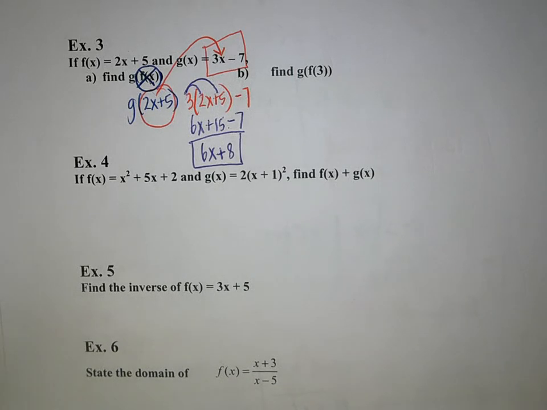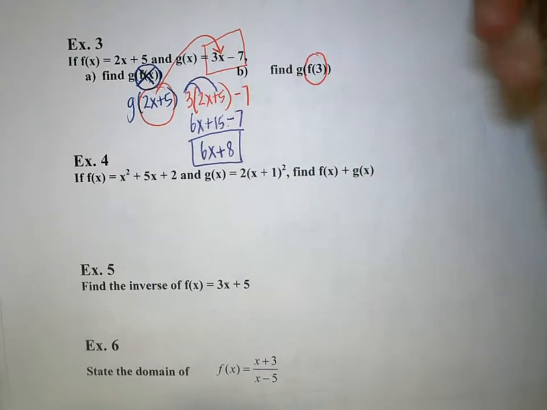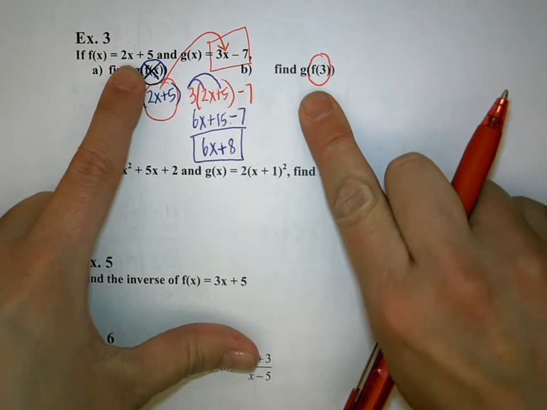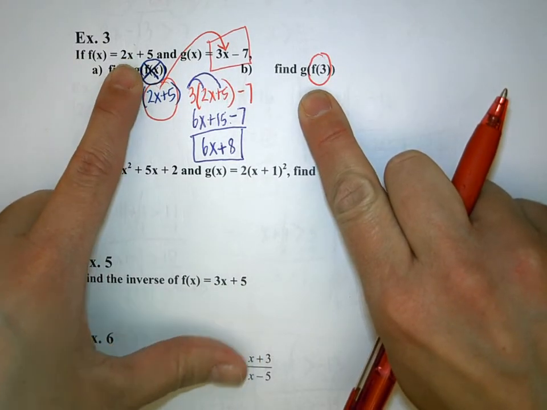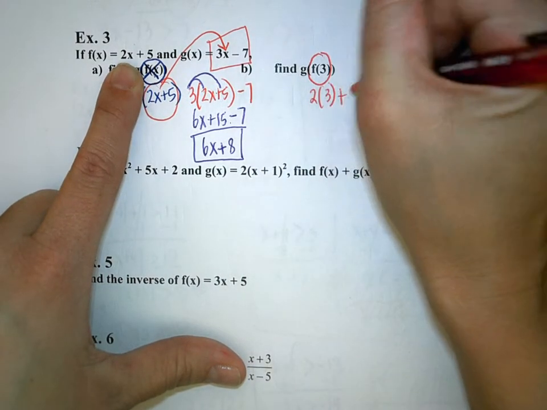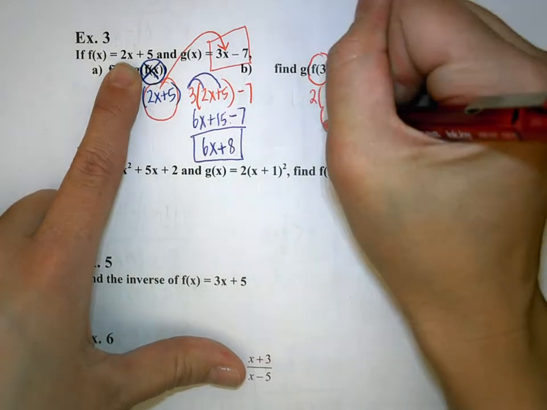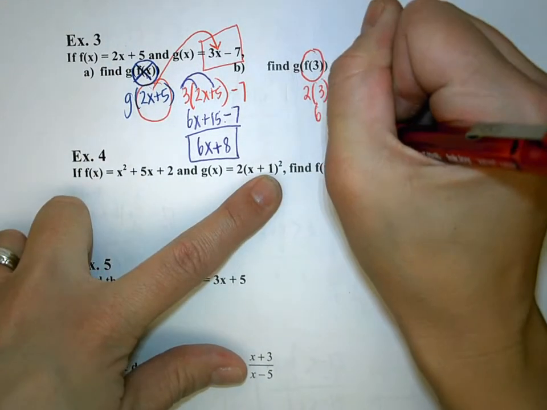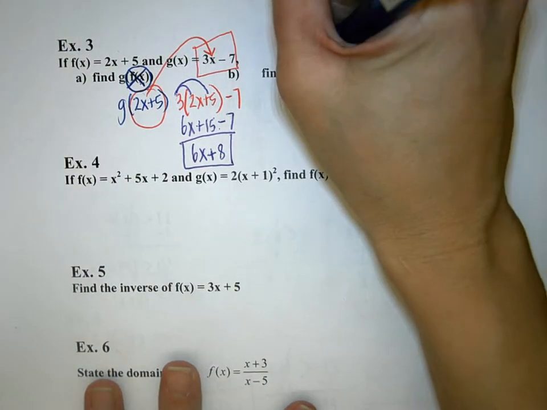Do you have questions on that part? Okay, find g of f of 3. Again, you always start with your innermost parentheses. So I'm finding f of 3. So that means with my f equation, I'm plugging 3 in for x. So that means I have 2 times 3 plus 5. 2 times 3 is 6, and 6 plus 5 makes 11. So now instead of f of 3, it's actually 11.